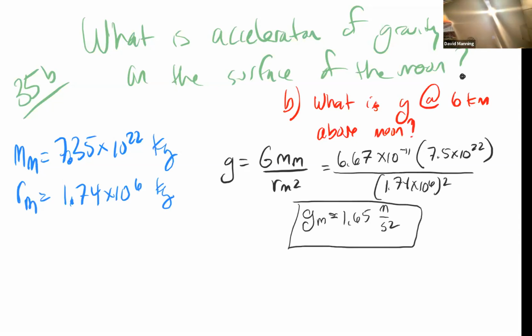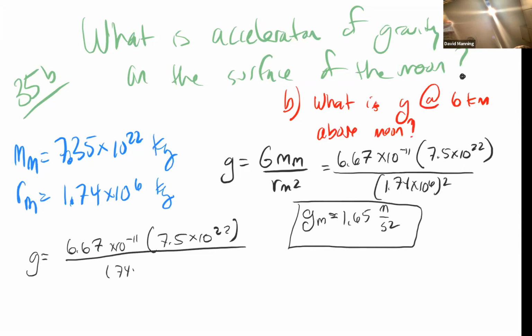And then 6 kilometers above. So then the gravity is going to be 6.67 times 10 to the minus 11th times 7.5 times 10 to the 22nd over 1.74 times 10 to the 6 plus 6,000. Let's see if gravity changes much when we go up 6,000 meters. So 6,000 meters, I mean, that's what, 18, 20,000 feet?